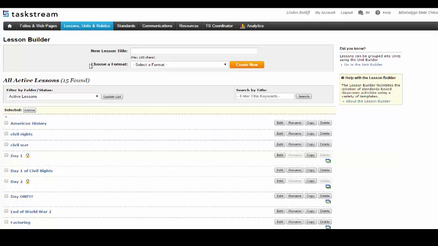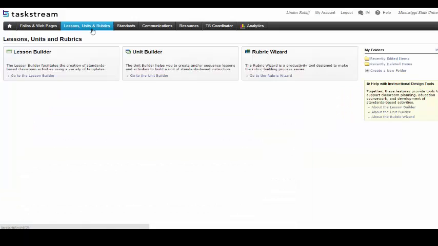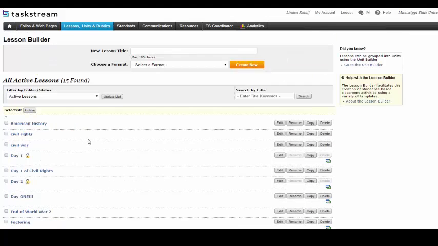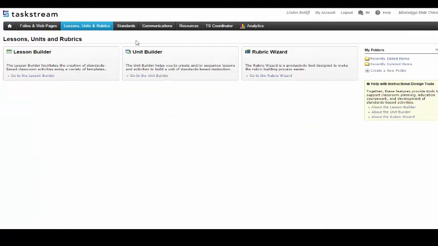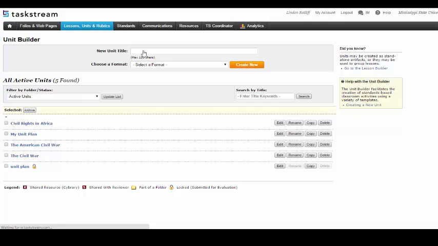Now, here's where we can differ on how to make a unit plan. Now you know how to use the Lesson Plan Builder in TaskStream. So now we have, well, how do I make a unit plan? Now remember what a unit plan is: 10 days. So you can do this two ways. One is you can build your lesson plans all 10 days in the Lesson Plan Builder. Or you can go to the unit builder and start your unit.